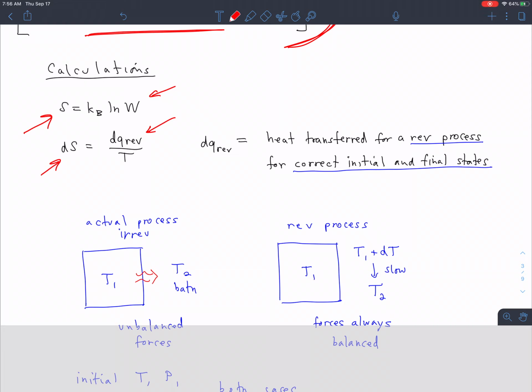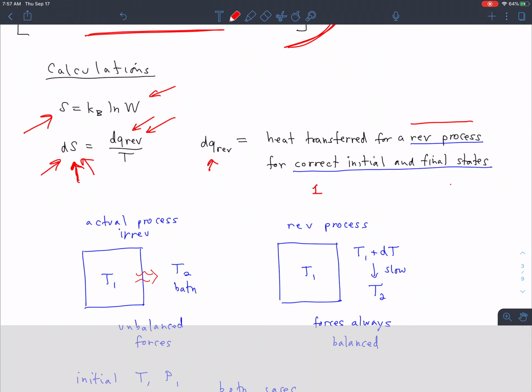It means that when you're calculating entropy, you ignore whether the actual process was reversible or irreversible. You always use a reversible process, and that means that you actually use a process that didn't take place in order to calculate the entropy change for the system that did take place. In other words, you pretend that a reversible process occurred. You calculate the entropy using that reversible heat change, and that is, in fact, the true entropy change even for the irreversible process.